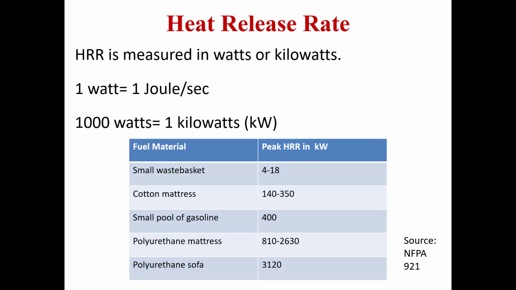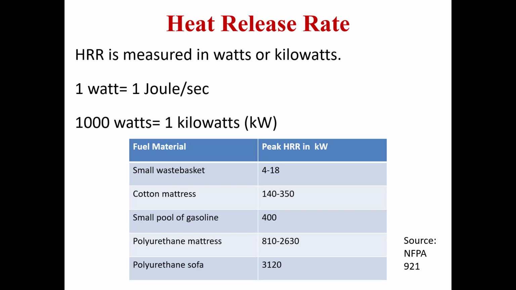So heat release rate is measured in watts or kilowatts. A watt is 1 joule per second, and 1,000 watts is equal to 1 kilowatt. We have a chart here from NFPA 921 that shows some of the peak heat release rates measured in kilowatts for different types of fires. For example, a small wastebasket fire would produce 4 to 18 kilowatts. A cotton mattress, 140 to 350 kilowatts. Again, cotton is a natural material. A small pool of gasoline, a hydrocarbon, is 400 kilowatts.